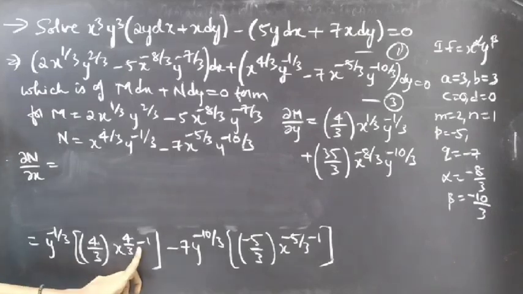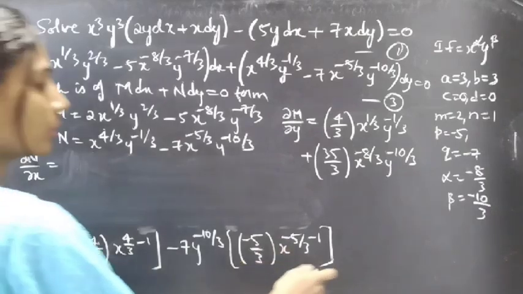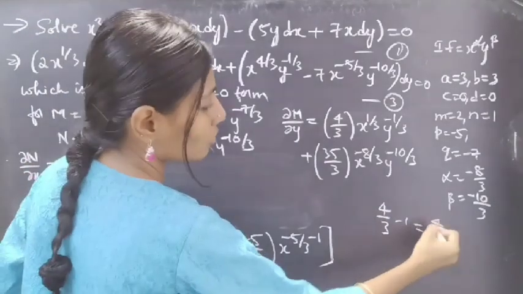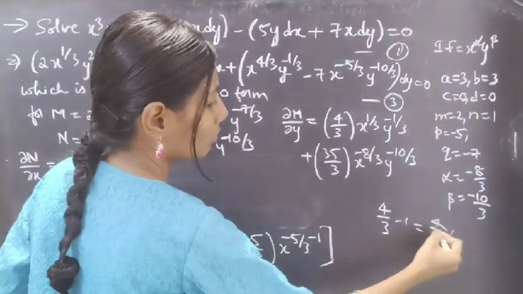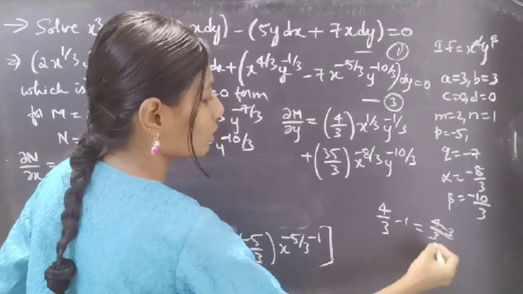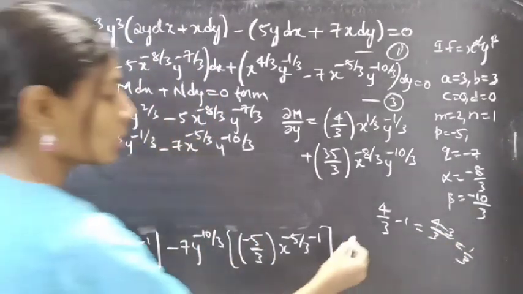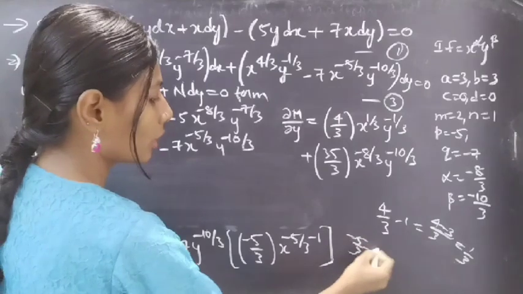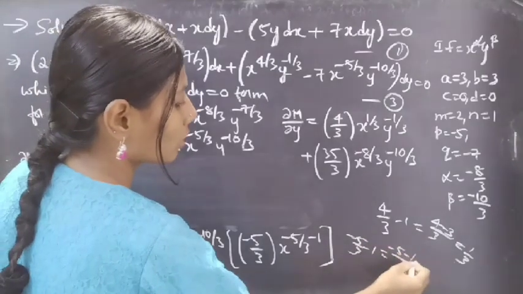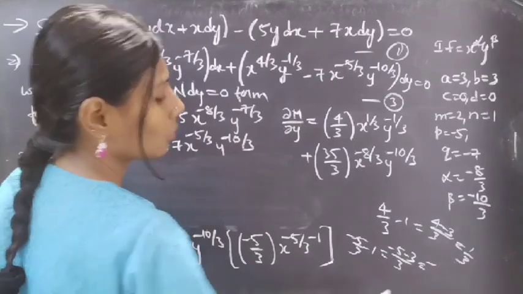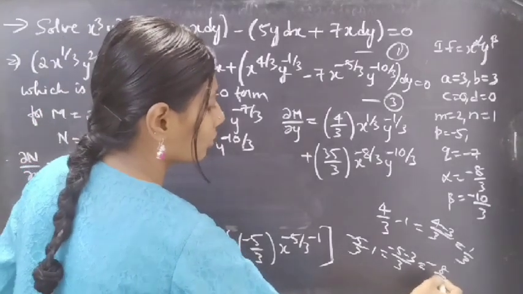Let's simplify 4 by 3 minus 1 and minus 5 by 3 minus 1. 4 by 3 minus 1 gives 4 minus 3 by 3, which gives us 1 by 3. And minus 5 by 3 minus 1 gives minus 5 minus 3 by 3, which gives us minus 8 by 3.